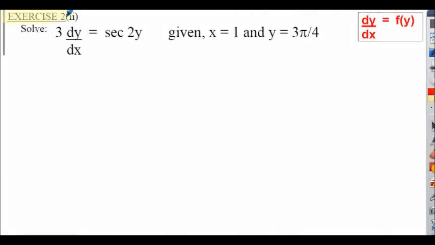Here's exercise 2, part 2. We're asked to solve 3 dy by dx is equal to sec of 2y, given that x is equal to 1 and y is equal to 3 pi divided by 4. I would encourage you to stop the presentation and attempt exercise 2, part 2, but the full worked solution is shown on the following slides.